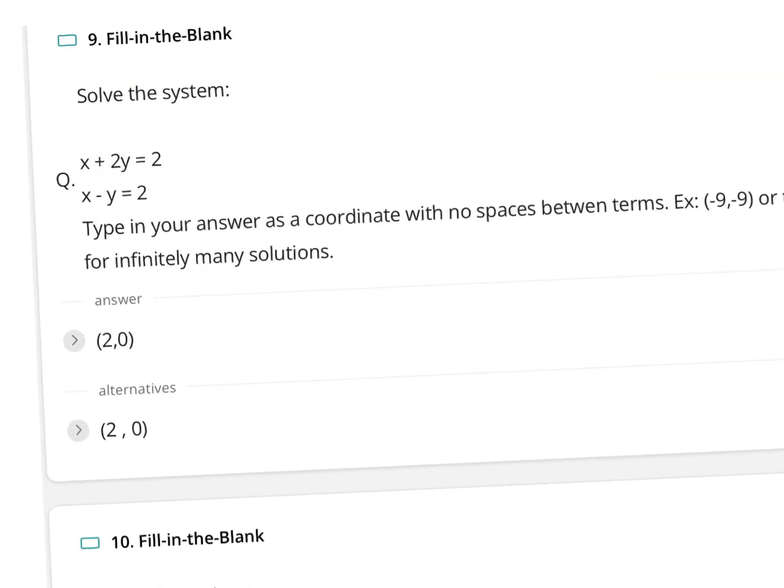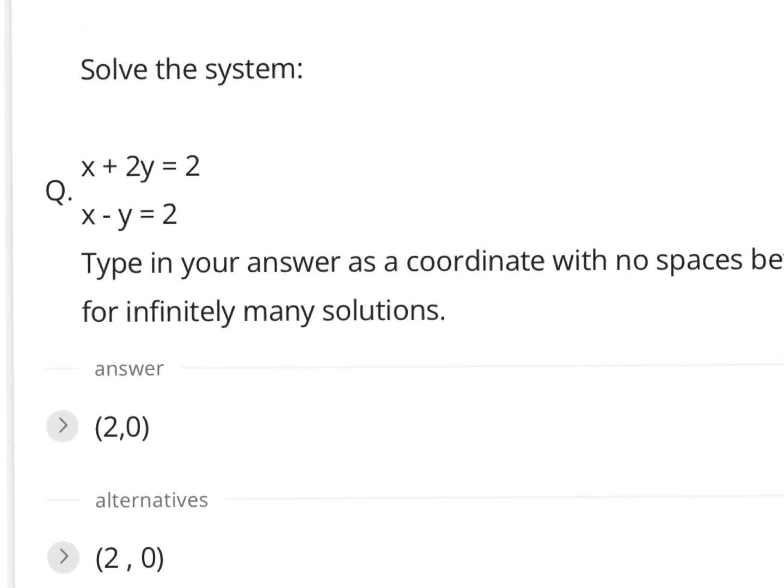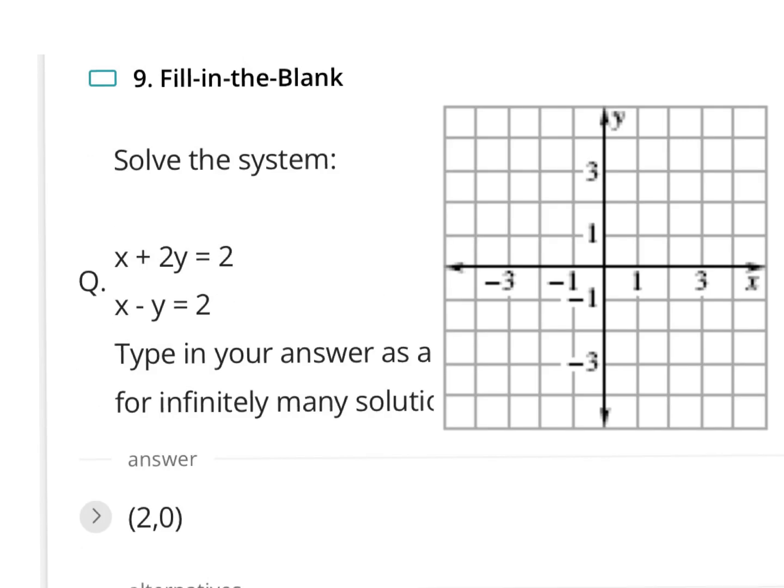So right here, it says solve the system. Once again, you could have graph paper, so it would be good for you guys to graph it. So the top equation, I want to graph it in red. I want to get y by itself. I'm going to have to subtract x. That will be 2y equaling a negative x plus 2. And we're going to have to divide everything by 2 to get that y by itself.